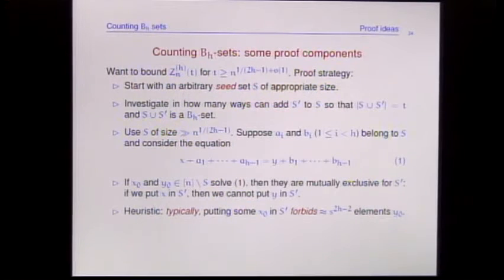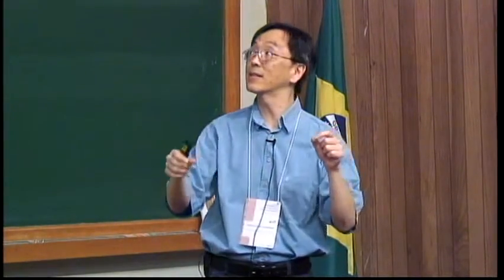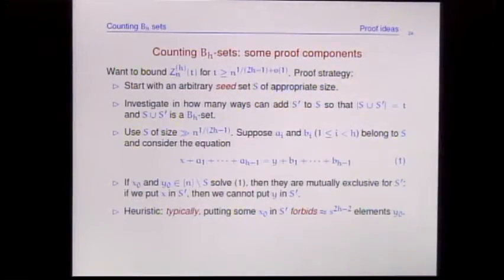Okay, once I put X0, how many Y's do I forbid because of this conflict? Well, X0 is fixed. I vary A, vary B. If I'm lucky, all of them forbid different things. So I forbid s to the 2H minus 2 elements for Y.